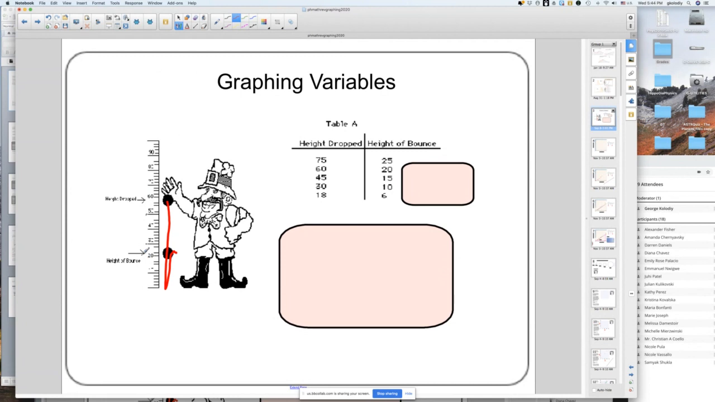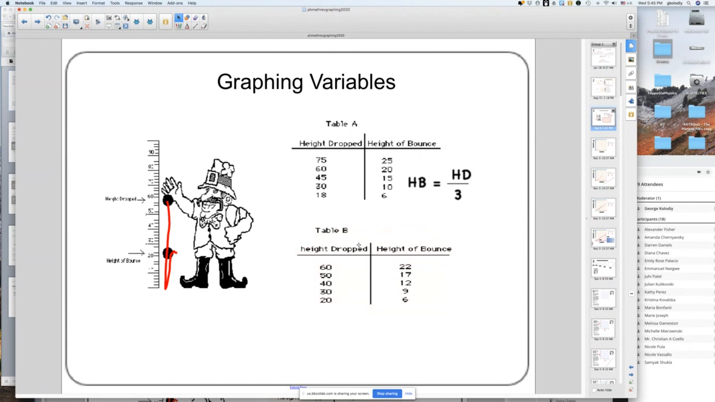And of course, you say, well, of course there's a relationship. The higher you make this, the higher it bounces. Right, true. But I want to know exactly what that relationship is. So I want an equation for it. So I made up some nice numbers. Say I drop it from 75, it bounces to 25, 60 to 20, 45 to 15, etc. So what's the relationship between these two variables? These are called variables, height dropped versus height of bounce. Well, you can look at the data and notice this is 3 times that. So I can say the relationship is height of bounce is 1/3 height of drop.